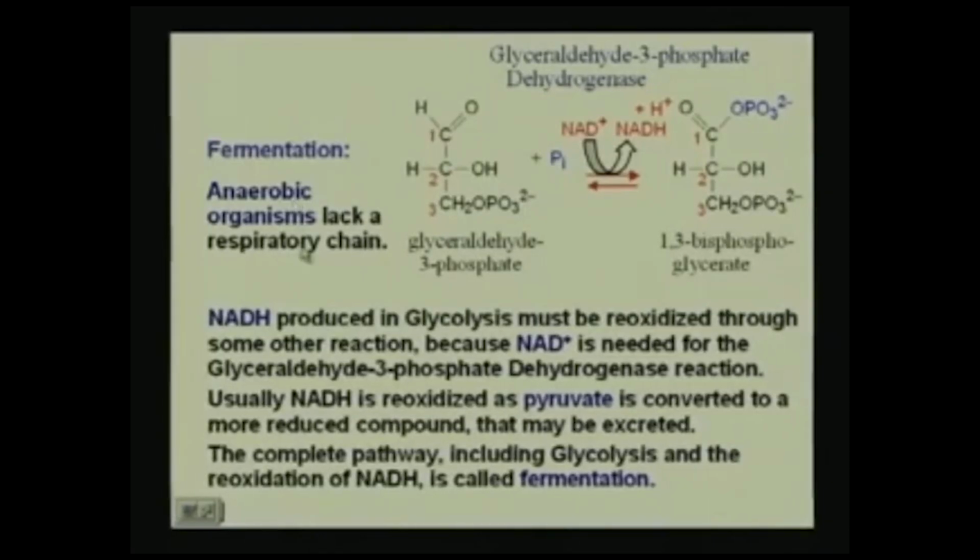They lack a respiratory chain in that sense, but in the formation of 1,3-bisphosphoglycerate from glyceraldehyde 3-phosphate, where we have the NAD plus and the Pi, this is one of the reactions in glycolysis, okay? Now, the NADH produced in glycolysis must be reoxidized through some other reaction because it is needed for this reaction, and the NADH is reoxidized as pyruvate is converted to a more reduced compound later on that may be excreted. This is one of the cases, and the complete pathway including glycolysis and the reoxidation is actually called fermentation.